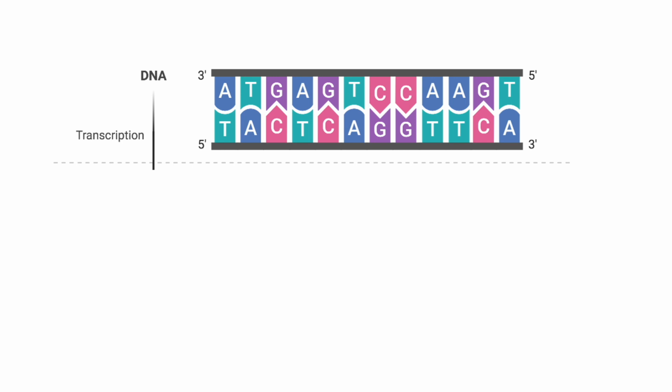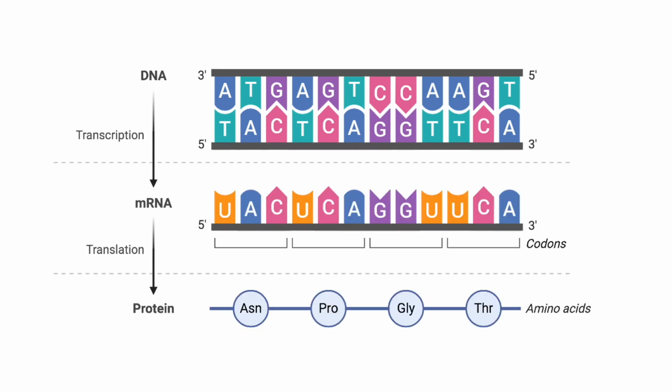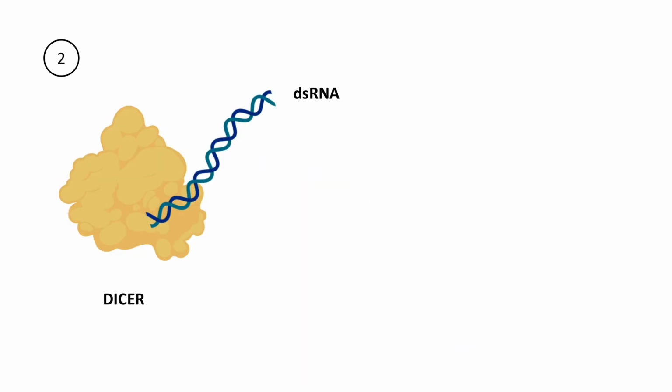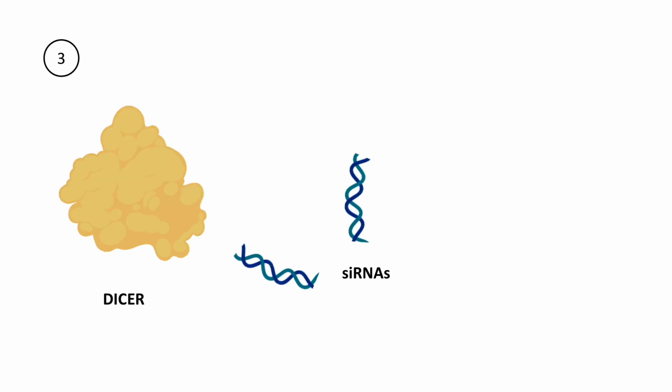Let's go back to the central dogma of genetics. DNA gets replicated, transcribed to RNA, and then translated to proteins. Now let's talk about RNA interference. First, double-stranded RNA, or dsRNA, is introduced into the cell. After dsRNA has been taken up by the cell, dicer, which is an RNase enzyme, cleaves the dsRNA into fragments, which are called small interfering RNAs, or siRNAs.